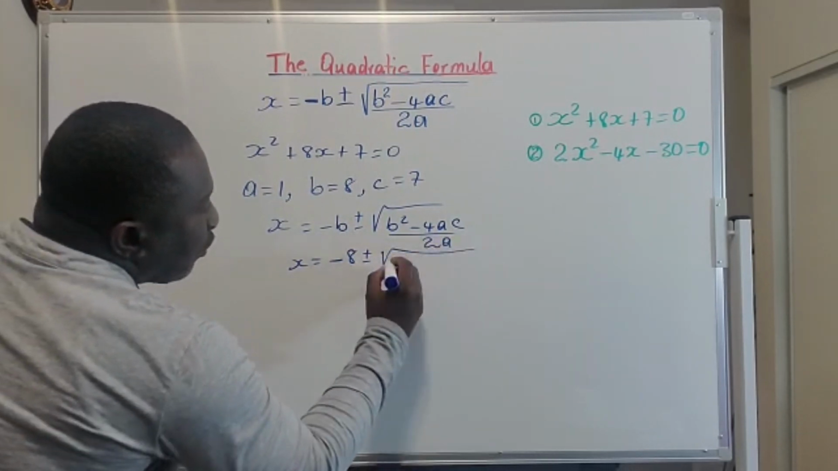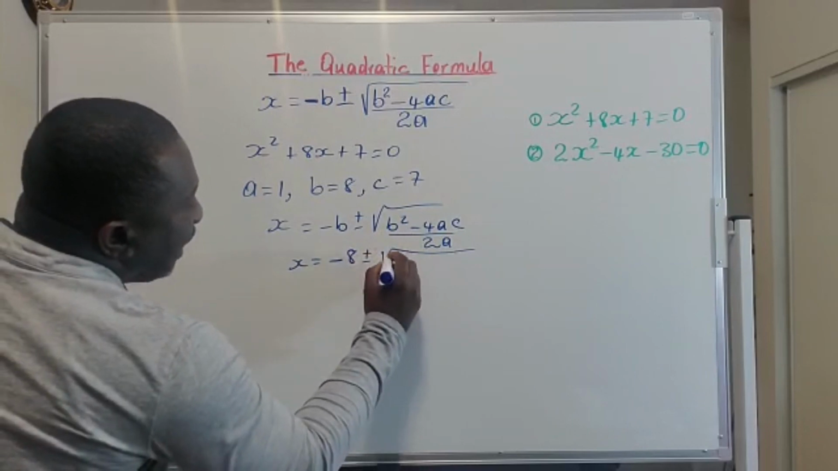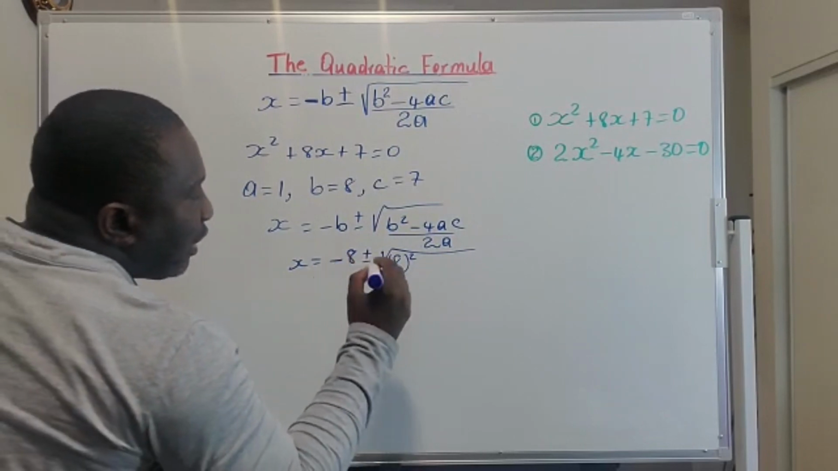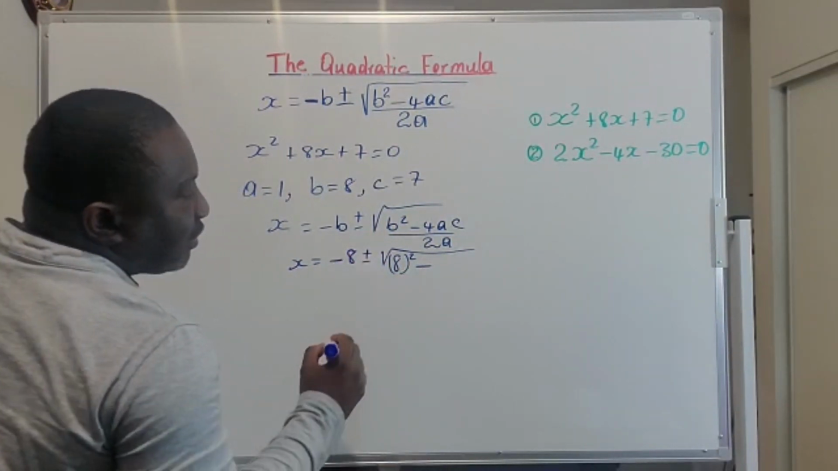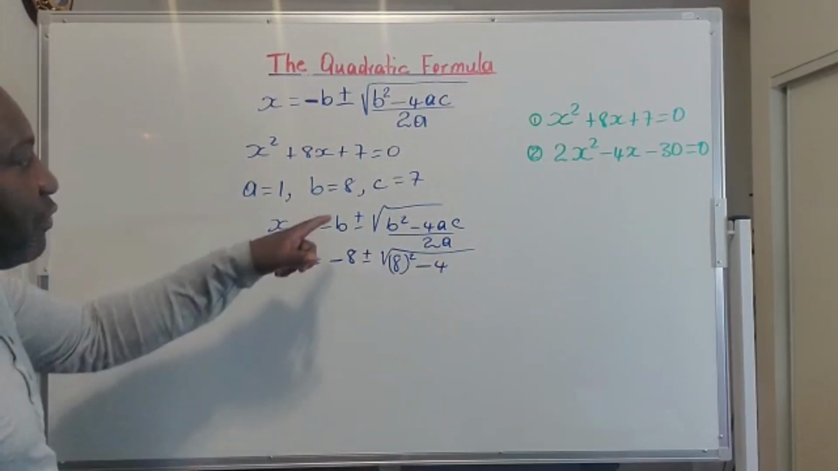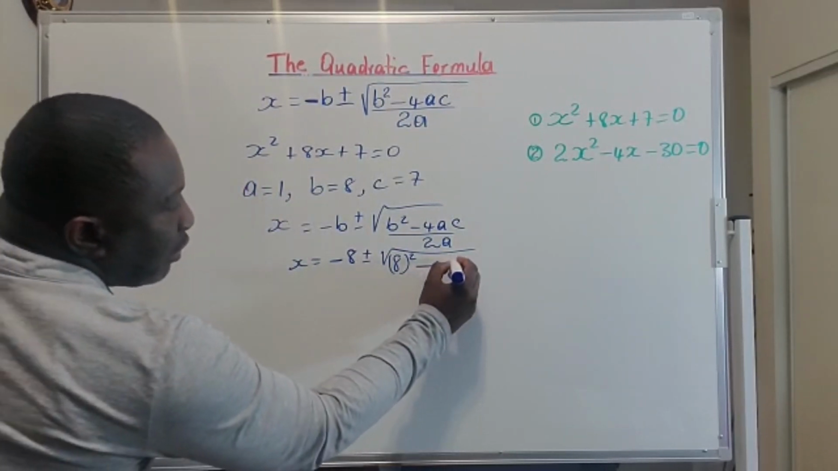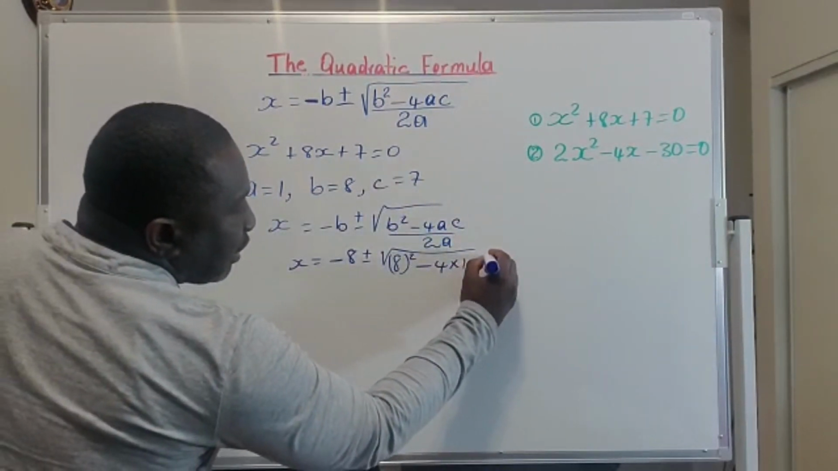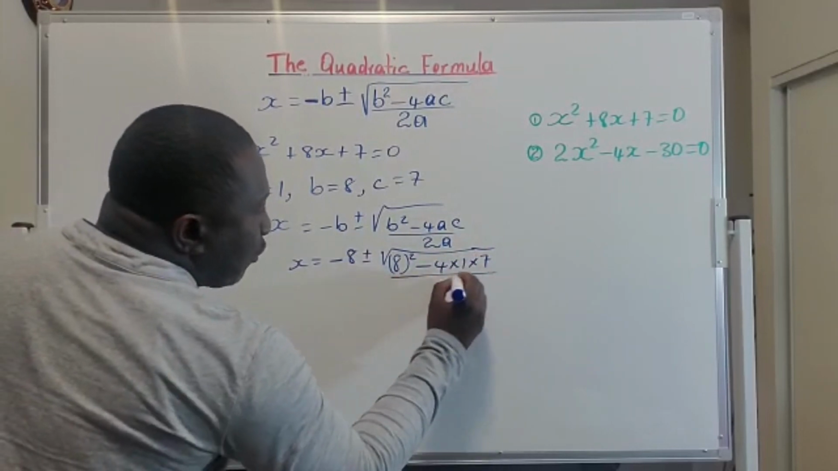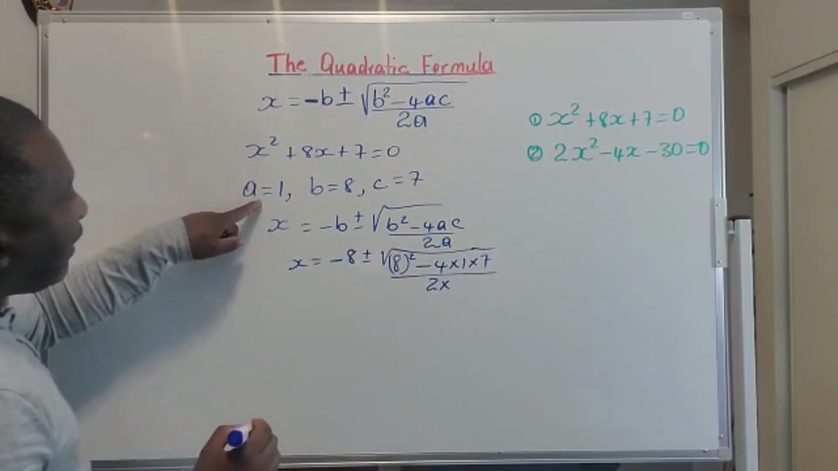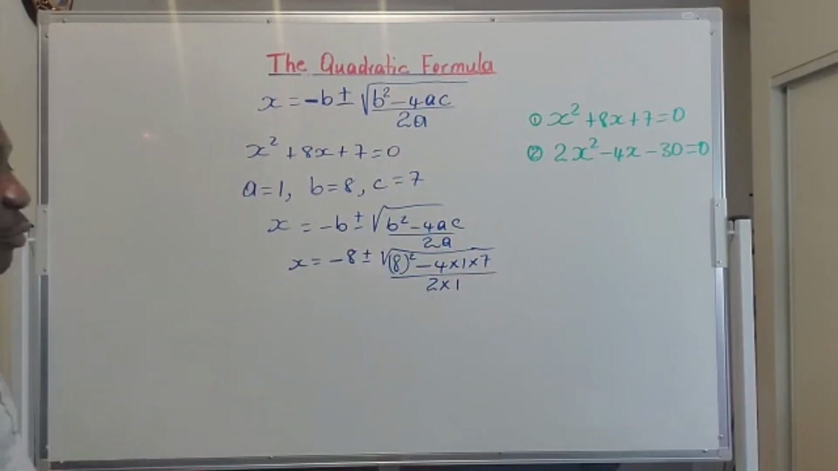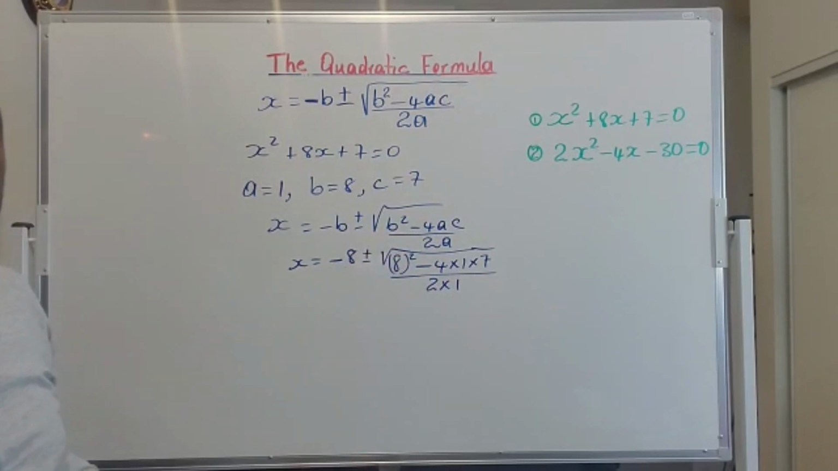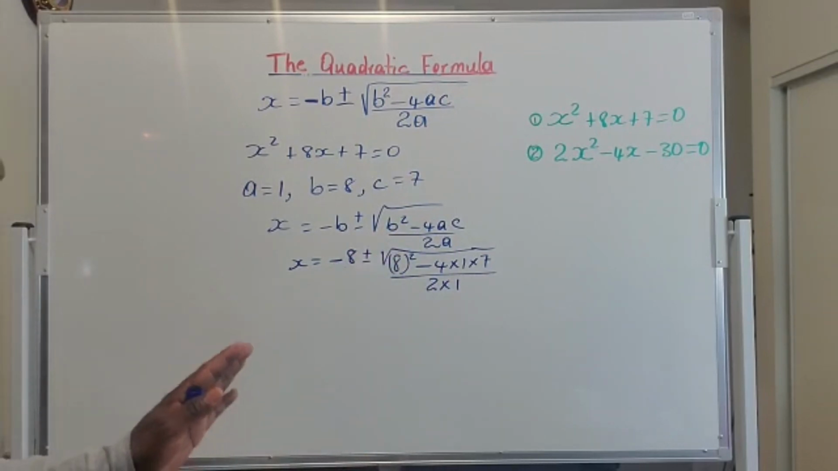Square root, what's the value of b? b is 8, so it will be 8 squared, minus 4. What is the value of a? The value of a is 1. 4 times 1, the value of c is 7, times 7. And this goes over 2 times, what's the value of a? 1. So look carefully. What I've done is to substitute the values within the formula while maintaining the same operations.